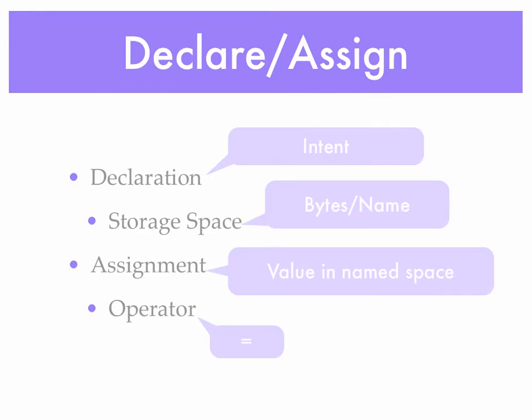Variables are declared, that is, we establish the intent to have a variable. When we declare them, our system puts aside some storage space. That storage space is in bytes, and that storage space is associated with a name, the name that we give to our variable. The assignment operator, the equal sign, is used to put a value into that named space.